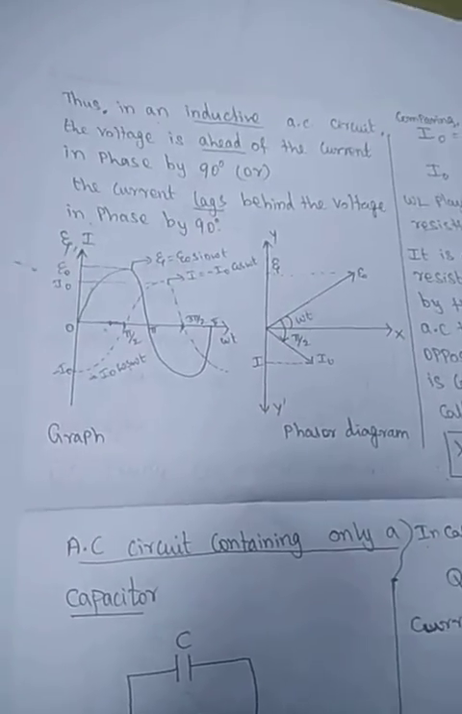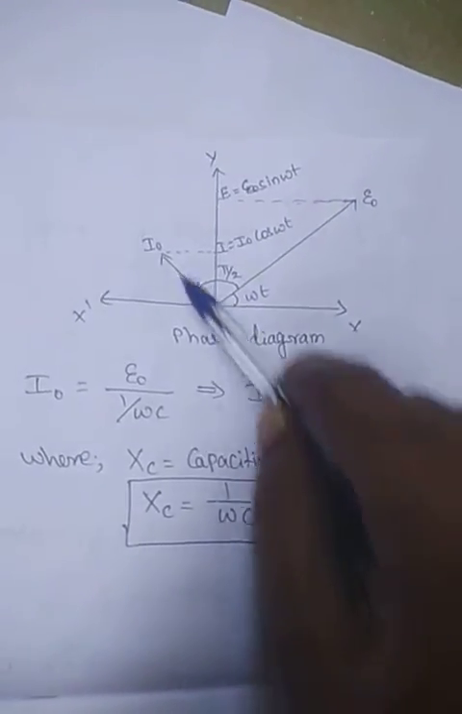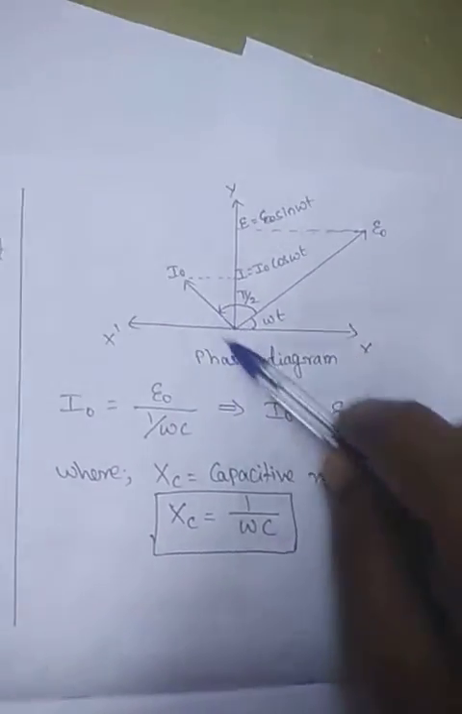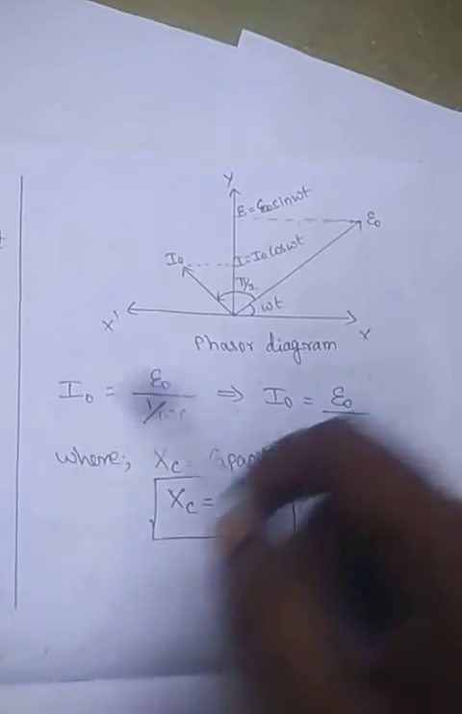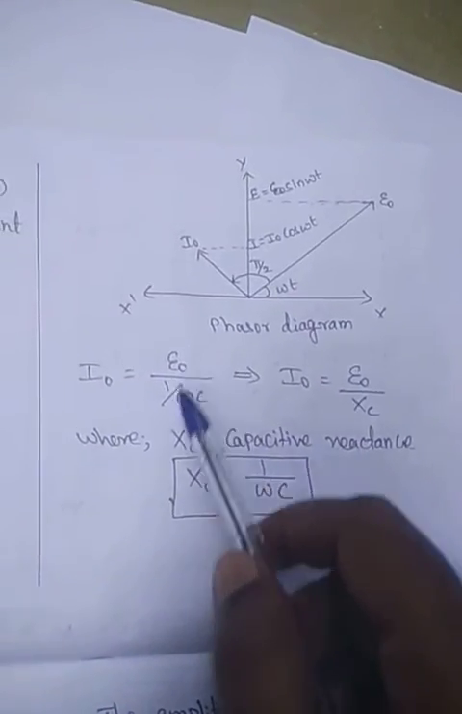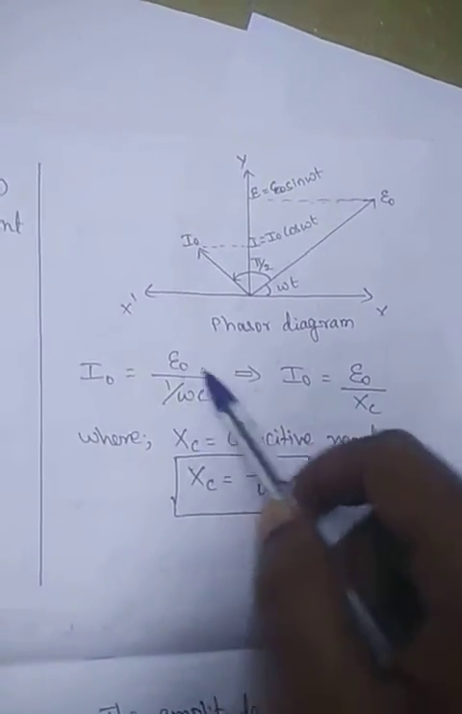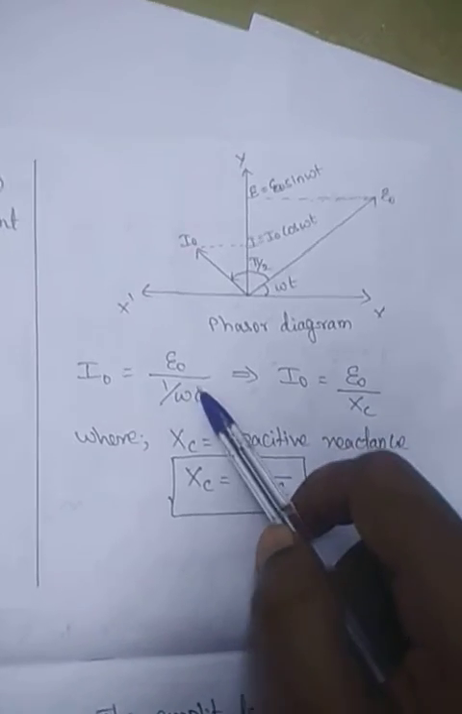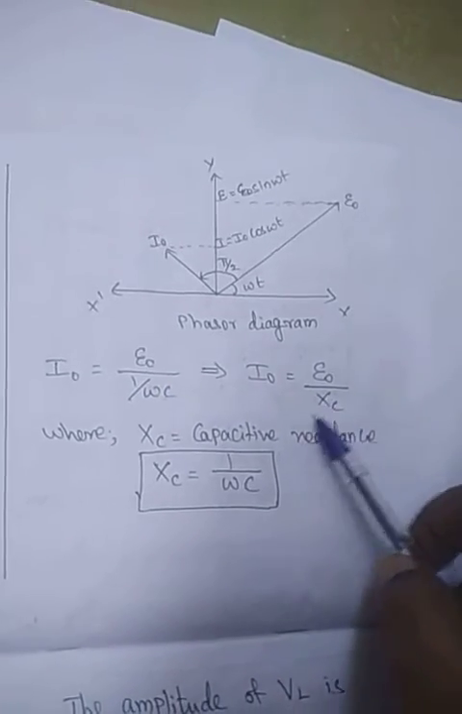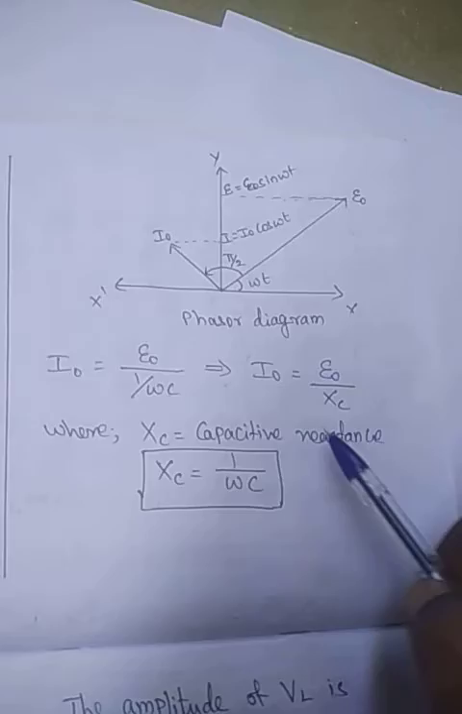But for the capacitor, the current leads the voltage by 90 degrees. So we have to draw the current direction along the positive y axis, 90 degrees ahead. So I0 is equal to E0 by 1 by omega C. Already I told you that this term must be equal to a resistance term, so we can take this resistance as the capacitive reactance.